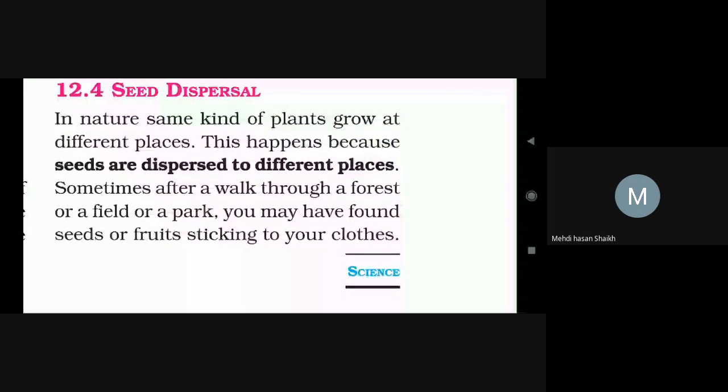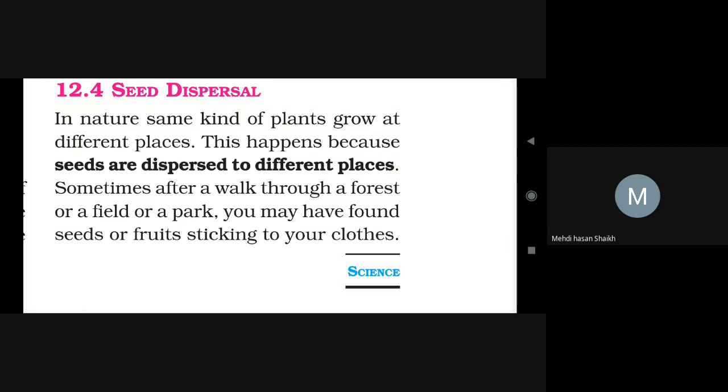winds are blowing, especially for seeds light in weight. If seeds are light in weight, then they travel from place to place by the air. And one more is there, and that is water. Wind, water, animals, birds, and finally, we are planting trees by using seeds. So these are the processes of seed dispersal.